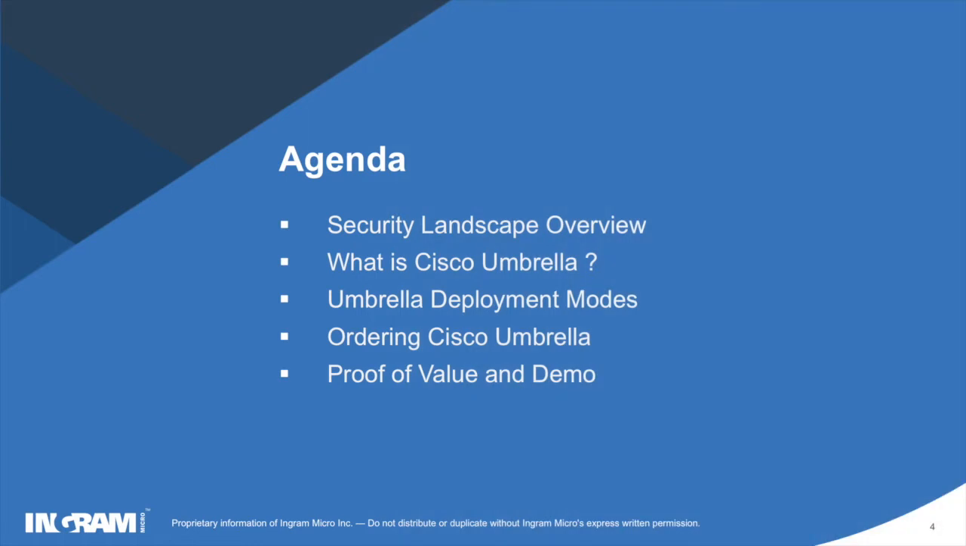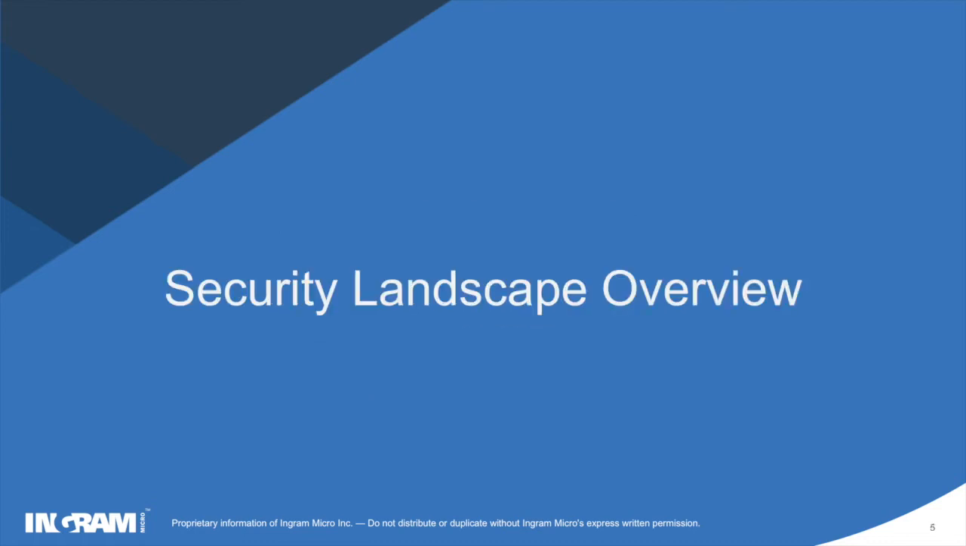Regarding the agenda for this session, we are going to talk about the security landscape overview. Then we're going to move on to what is Cisco Umbrella, what it does, and how it works. Next, the Umbrella deployment modes, ordering Cisco Umbrella, and the last section, I would say dedicated for systems engineer and pre-sales audience, how we conduct a proof of value and demo session for our end clients for our partner network.